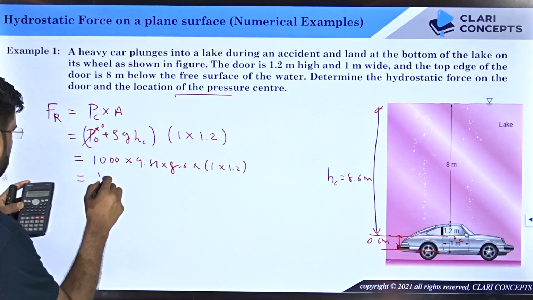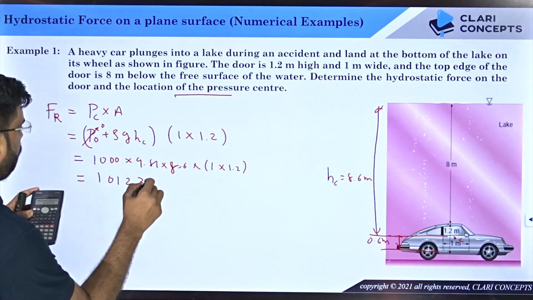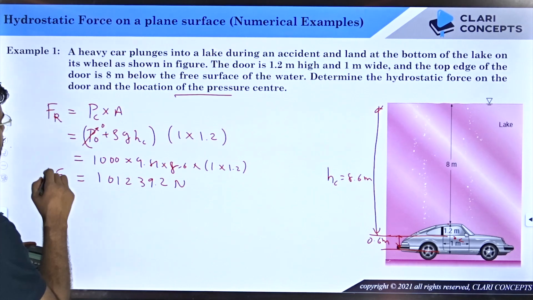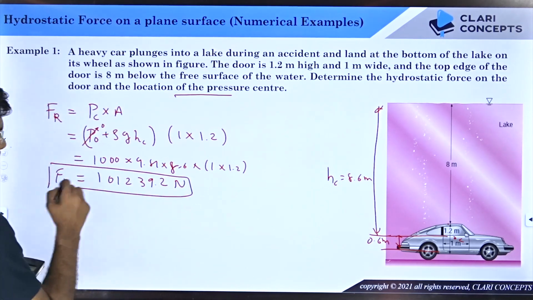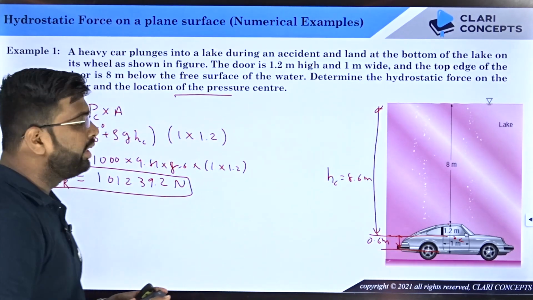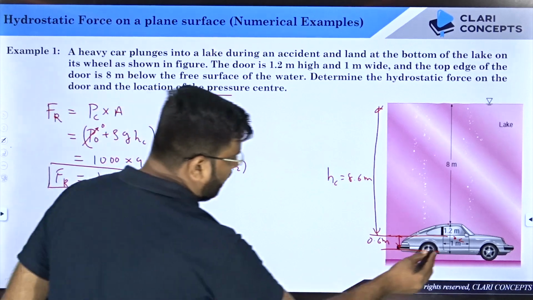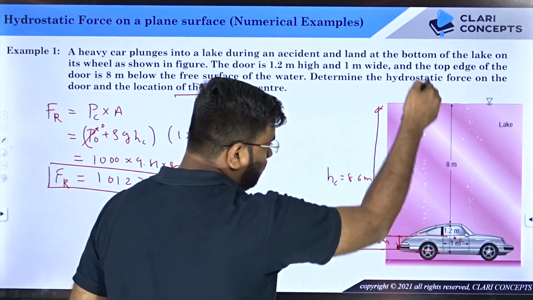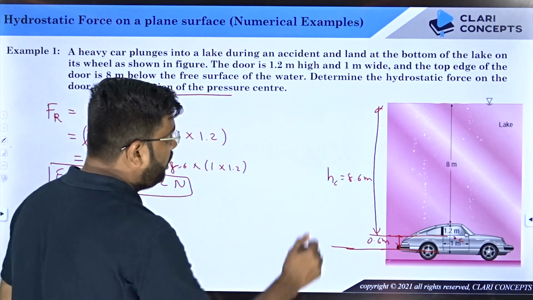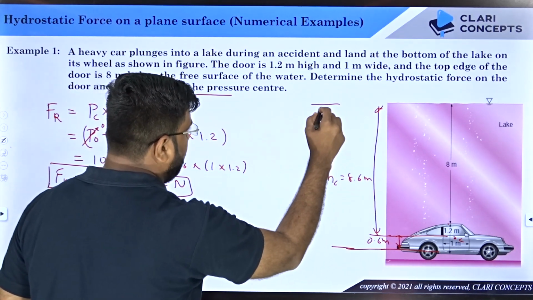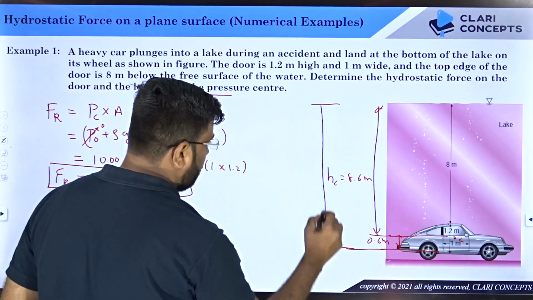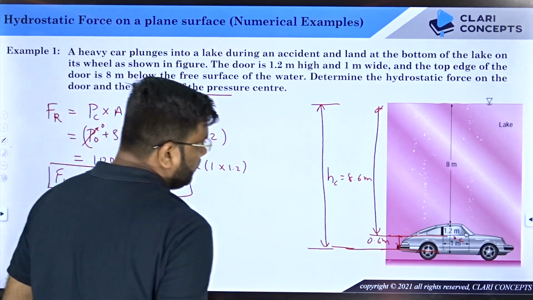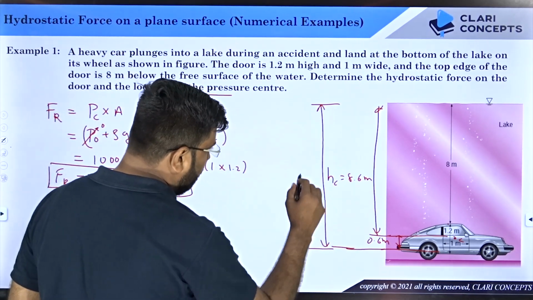I will get the force as 101,239.2 newtons. This is the resultant force acting on the door of the car at this particular depth, isn't it? Now the question is, what is the location of Yp? So let us suppose Yp is somewhere, because the car is exactly in a vertical direction, so theta is almost 90 degrees, and Yp is somewhere like this, right? So Yp is basically the distance.